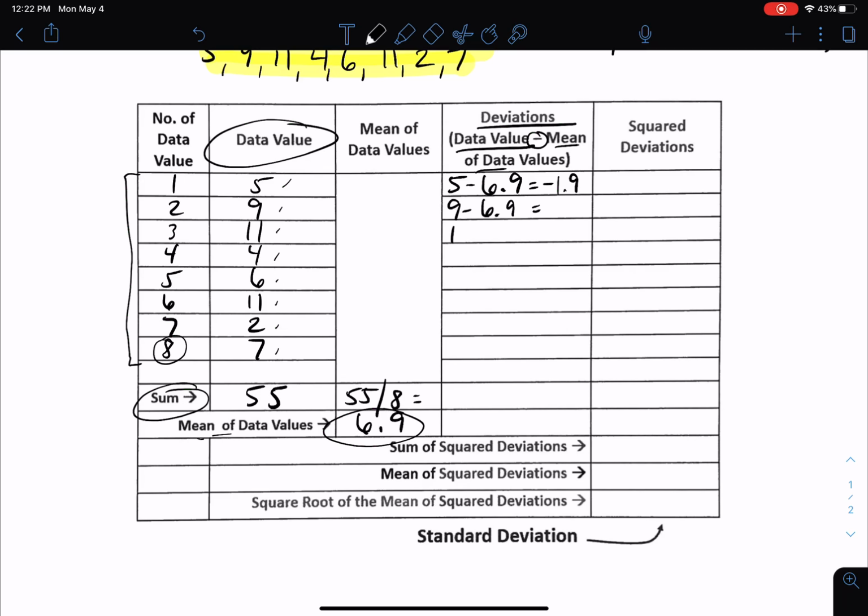Okay, you're going to keep doing that. So let me list them all out. It's always going to be minus 6.9 because that's the mean of all the numbers. And you're subtracting each of the numbers from there. Some of them are going to be positive, some of them are going to be negative because some of the numbers are bigger than the mean and some of the numbers are smaller than the mean. Okay, so 9 minus 6.9, you're going to get 2.1.